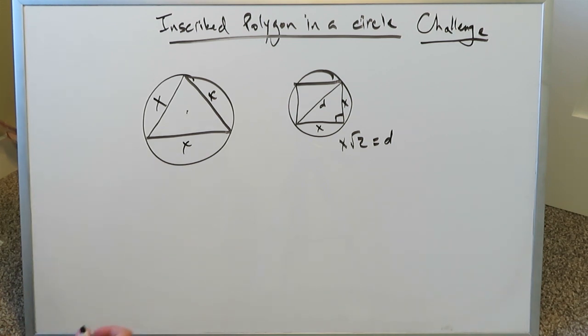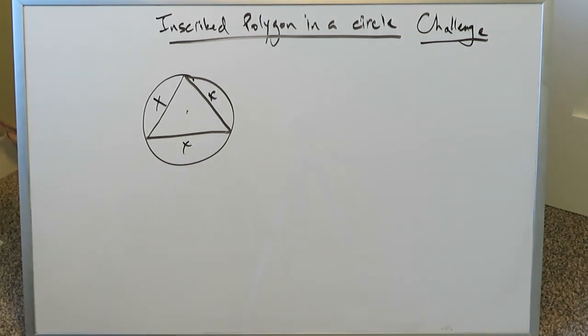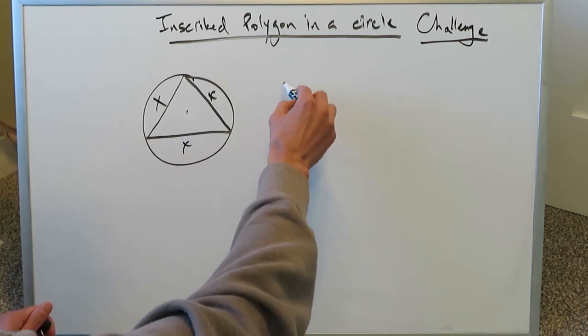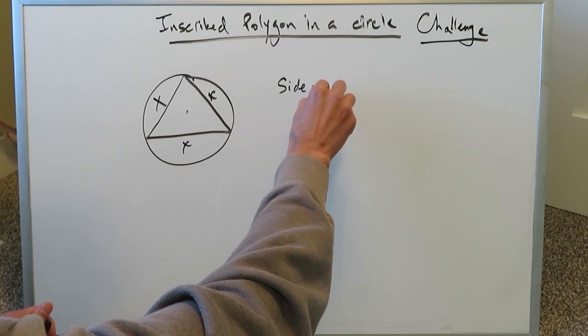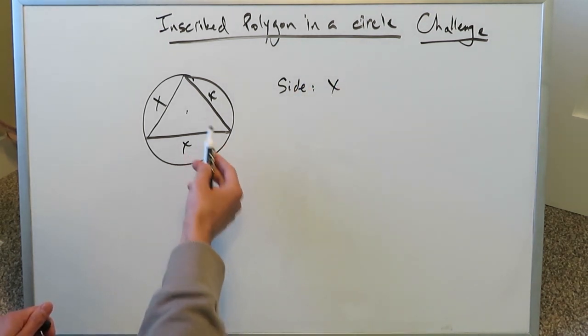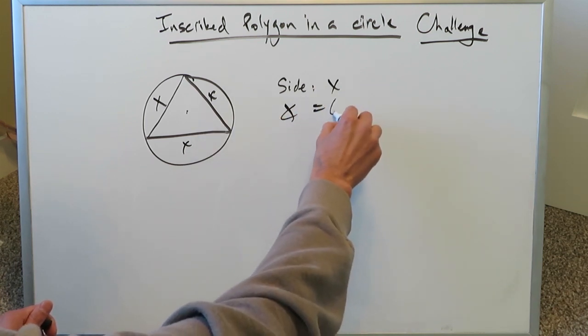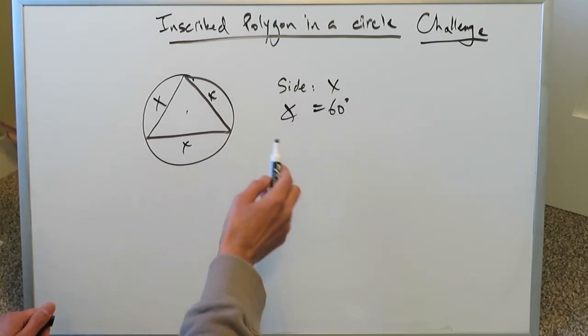What do we know offhand? Let's list it out. We know an equilateral triangle has three equal sides, and each side of this triangle is equal to x. Since there are three equal sides, there are three equal angles. Each angle of this triangle is equal to 60 degrees. And what else do we know?